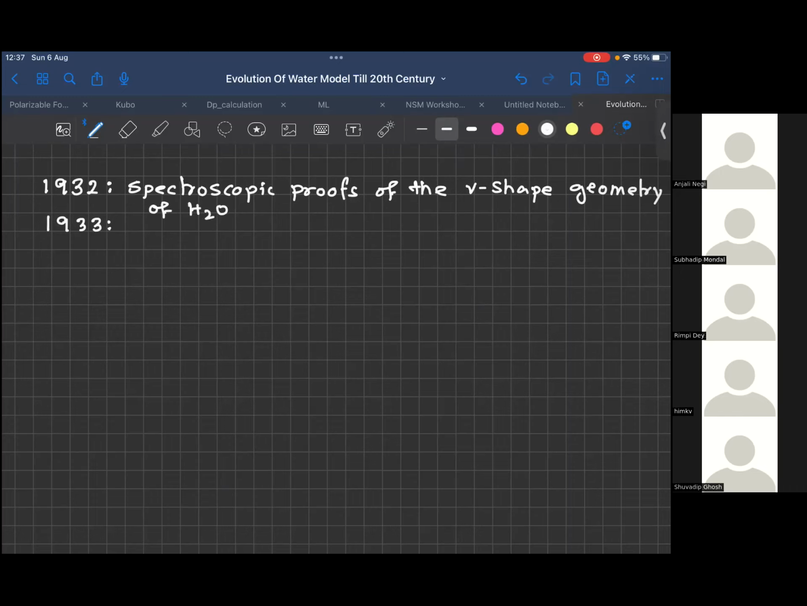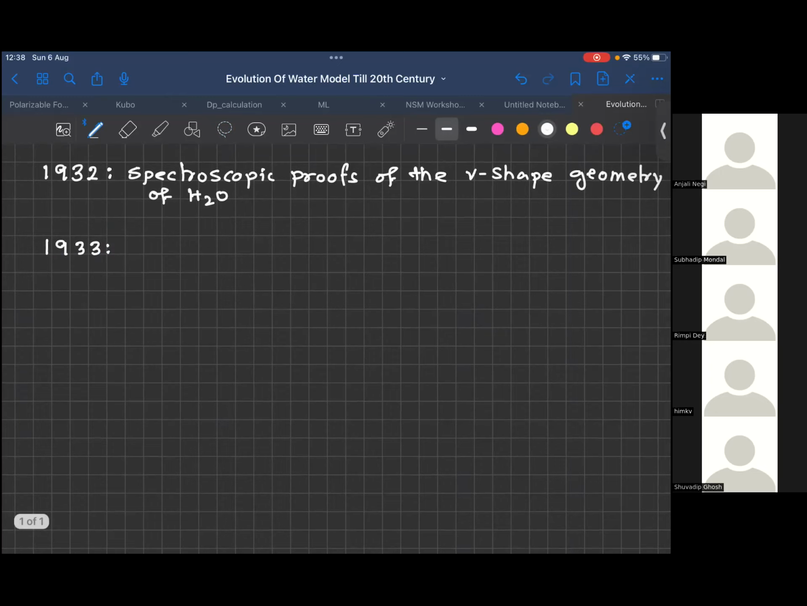This is done with isolated water, or vapor water, or liquid water? I think it was vapor water. Yes, because liquid water is complicated to study spectroscopically. And this is a major breakthrough, 1932 and 33.